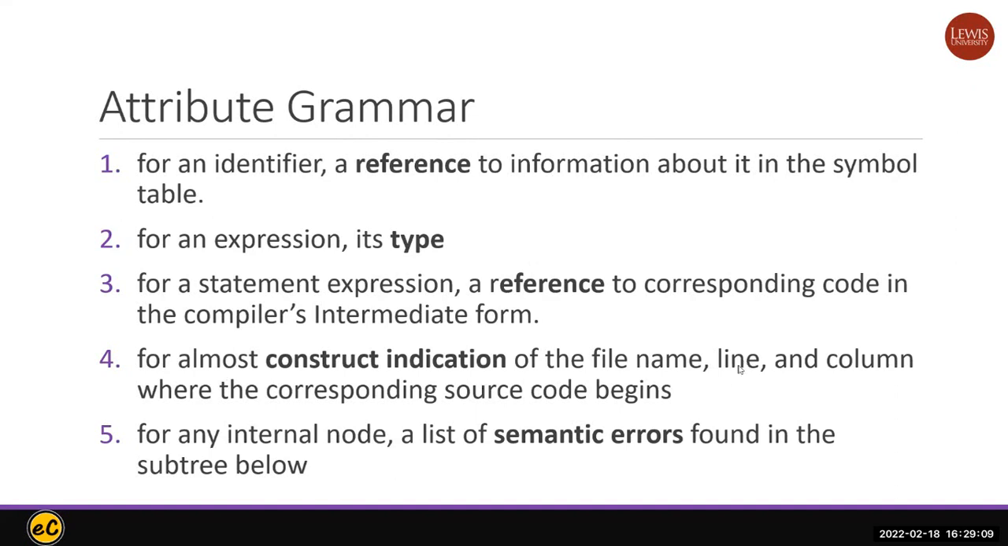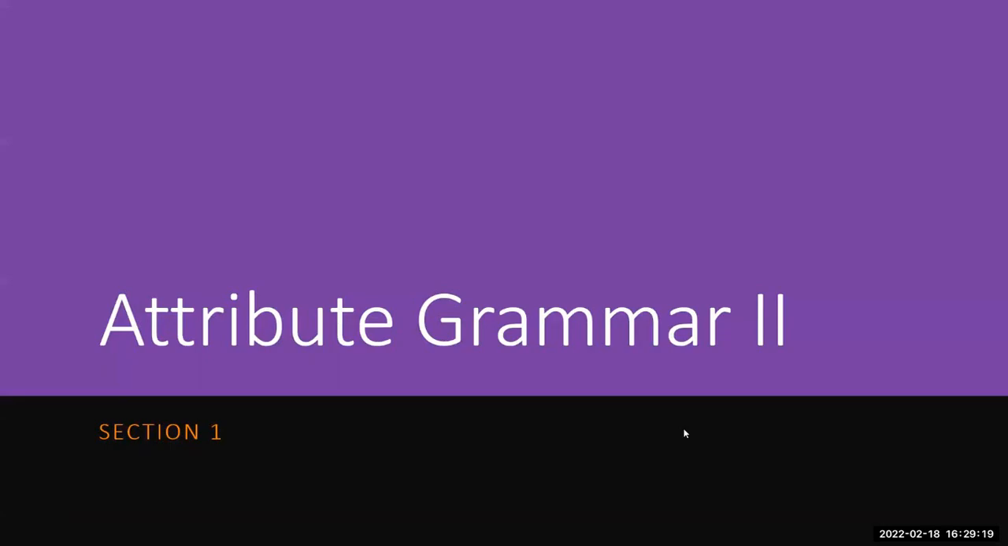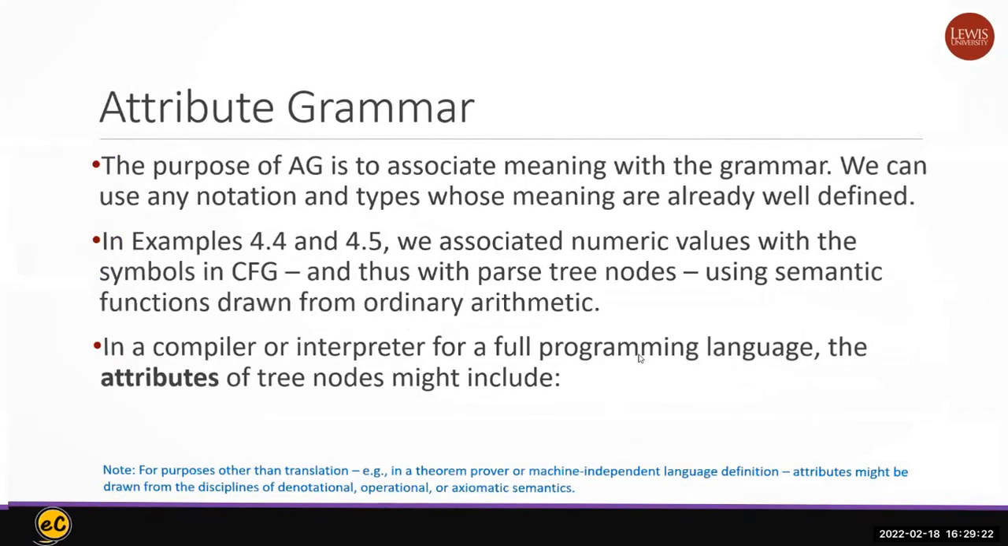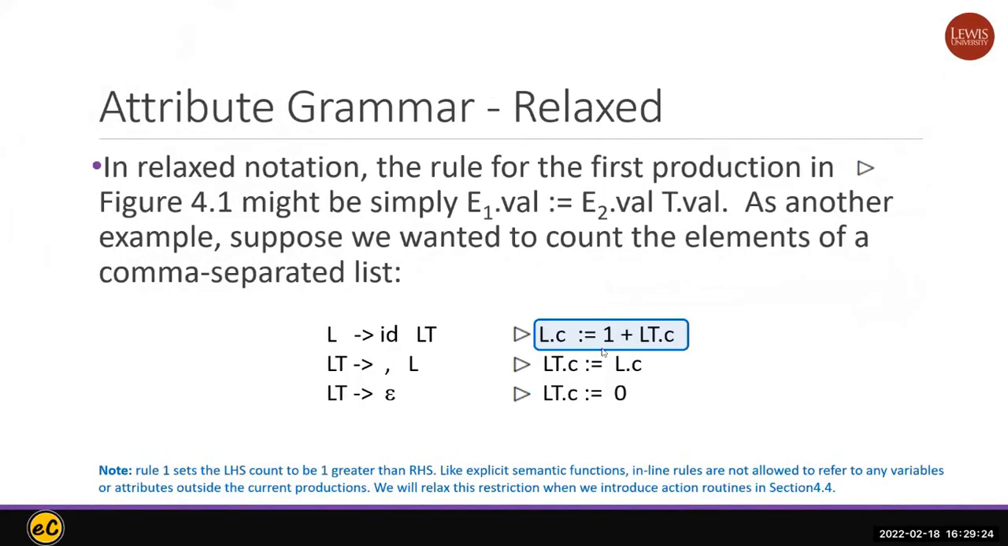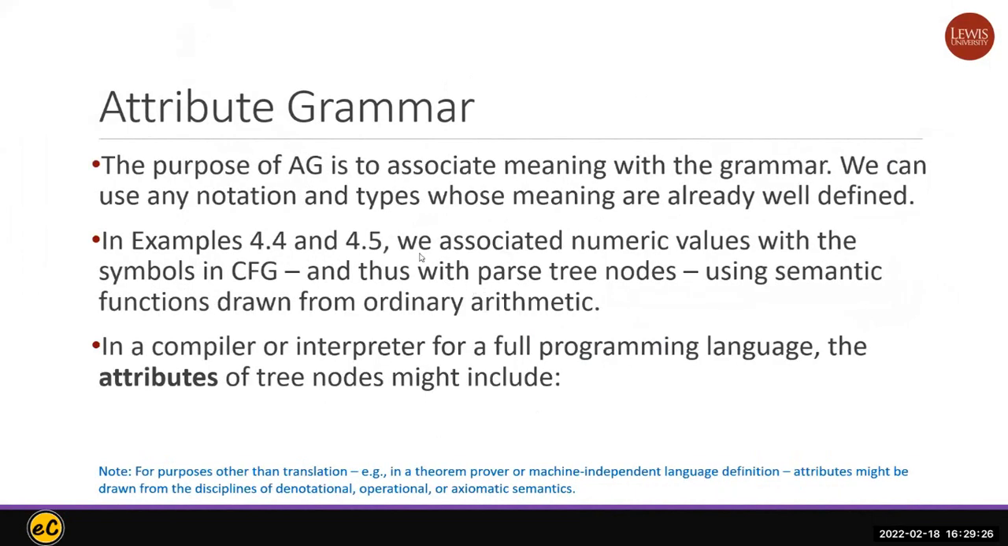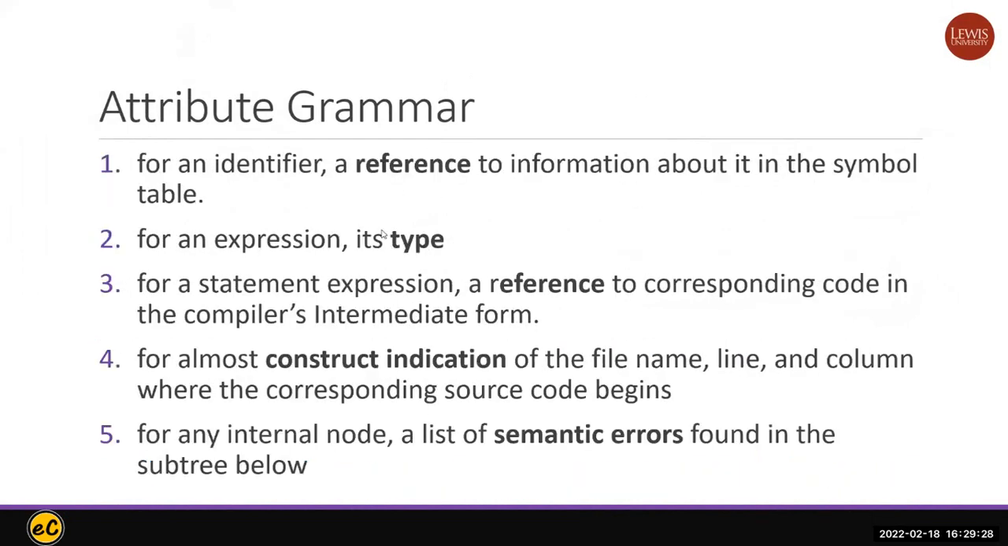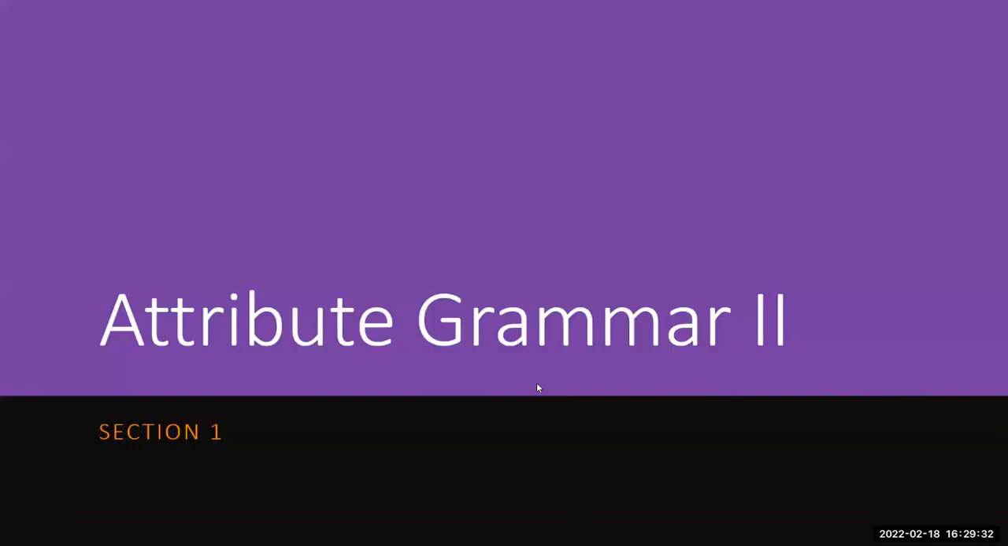So each node we also associate with the file name, line, and column, okay? And for an internal node, okay, a list of semantic errors will also be included. So basically, these are not just mathematical calculations, but also we're including the so-called reference, type, and reference, and different things that will decorate your tree.